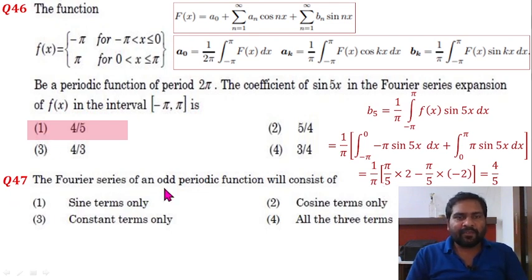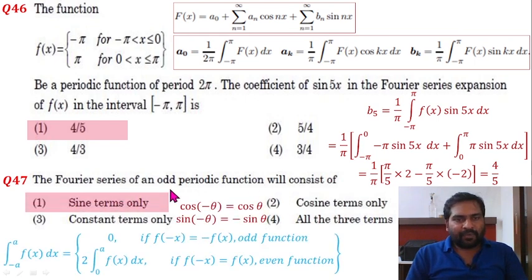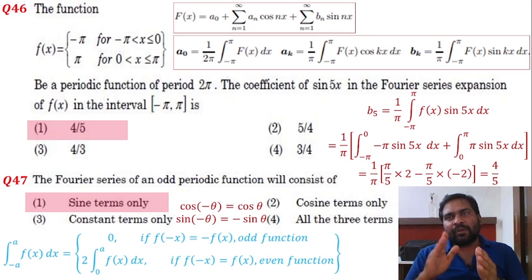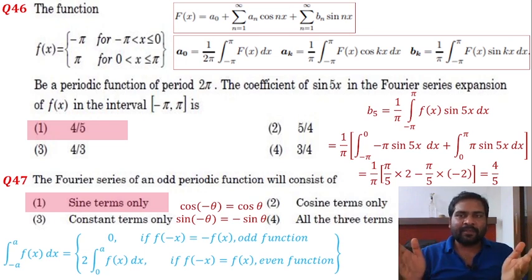The Fourier series of an odd periodic function will consist of. For an even function like cos minus theta is equal to cos theta, so f(minus x) is equal to f(x), then it is an even function. f(minus x) equal to minus f(x), then it is an odd function. And here it is asking for the Fourier series of an odd periodic function.